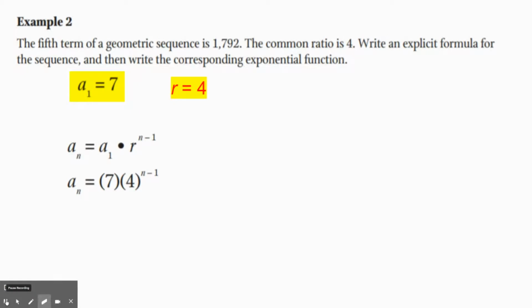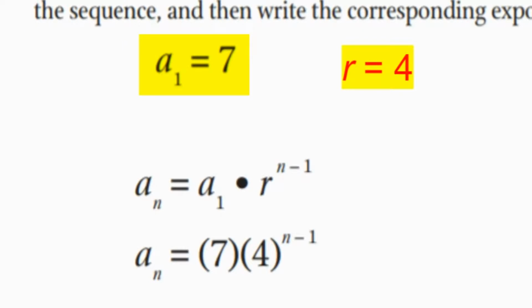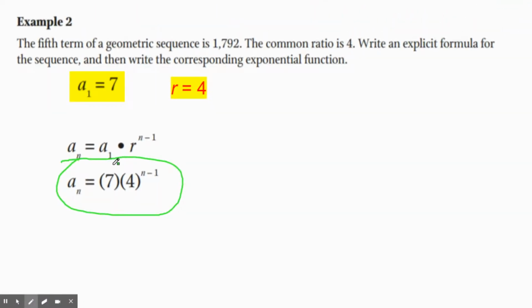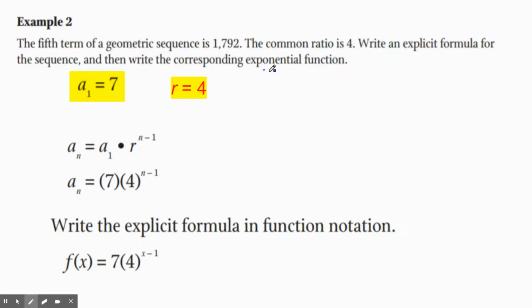Now we're all set. The first term is 7. R is equal to 4. Substitute the values in, and you're done. The final step is to put it into an exponential function. So we'll just change a sub n to f of x and the n to an x.